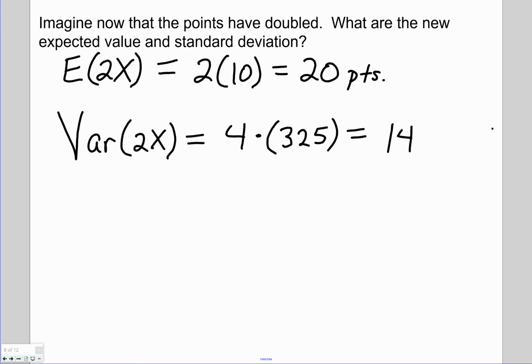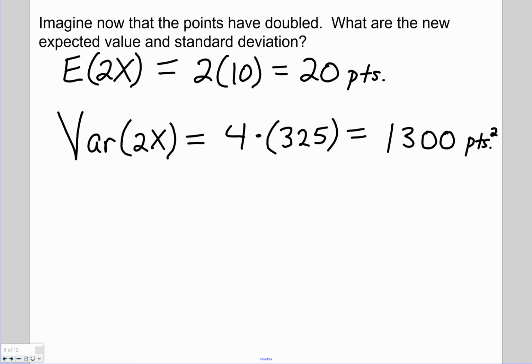1,400? 1,300? Oh, yeah! 1,300. What's the units for variance? Very good. We're starting to get this. Points squared? What do you guys think?